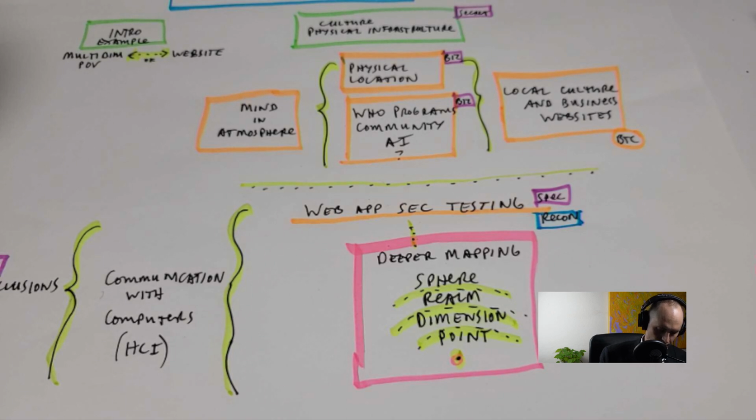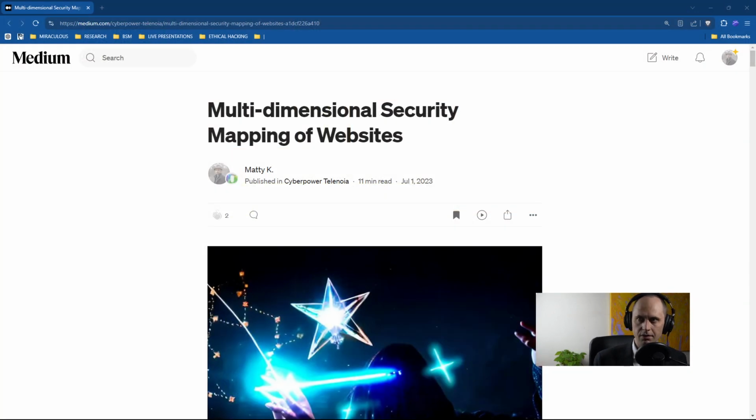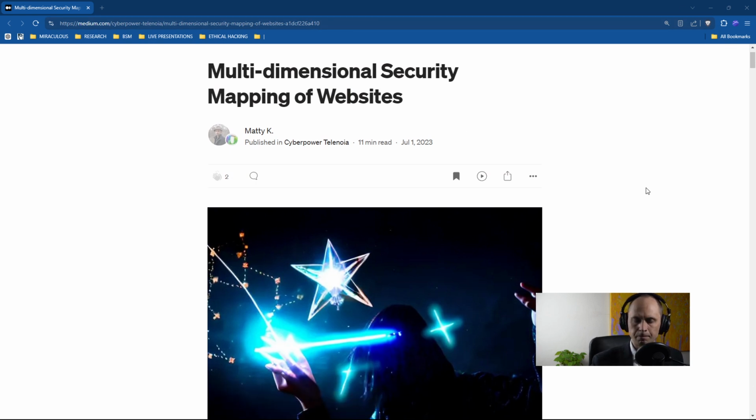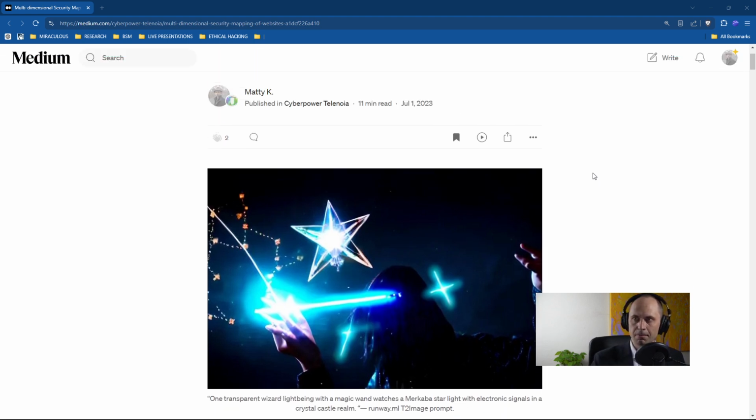Now I'm going to get into the article itself. There it is, loaded up on screen. Right, so we might as well get started here in a moment. And so the title is Multidimensional Security Mapping of Websites. Just visually, I had to turn on another light here for the other map. Okay, here we go. Published in Cyberpower Talanoia.